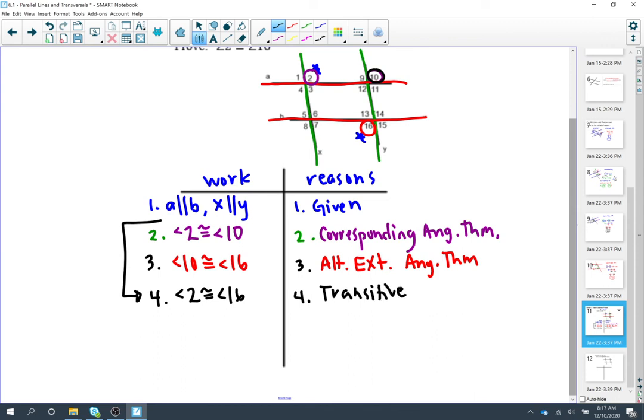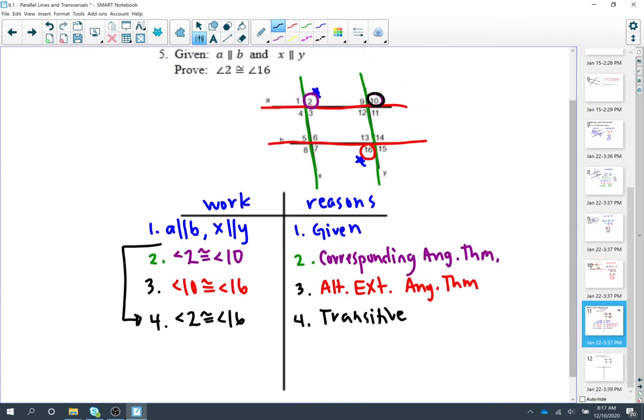Let's go back and check. We were trying to prove that angle 2 is congruent to 16. We've done that.